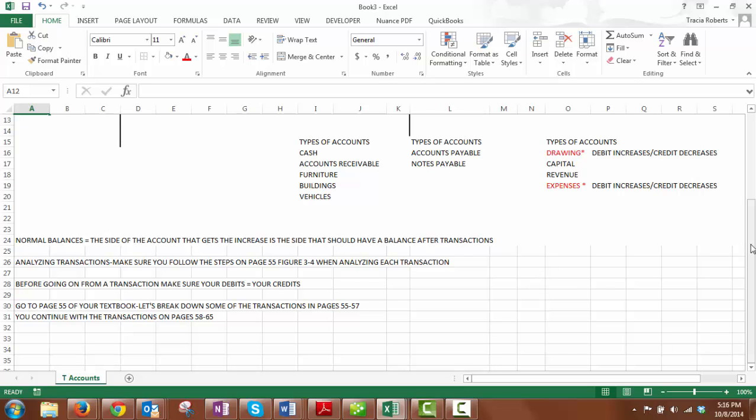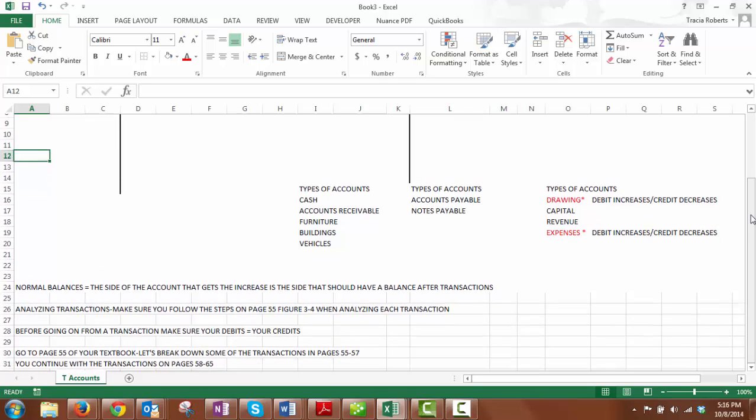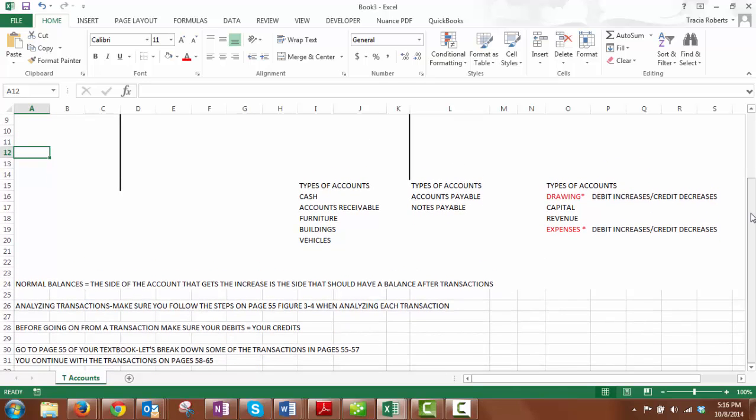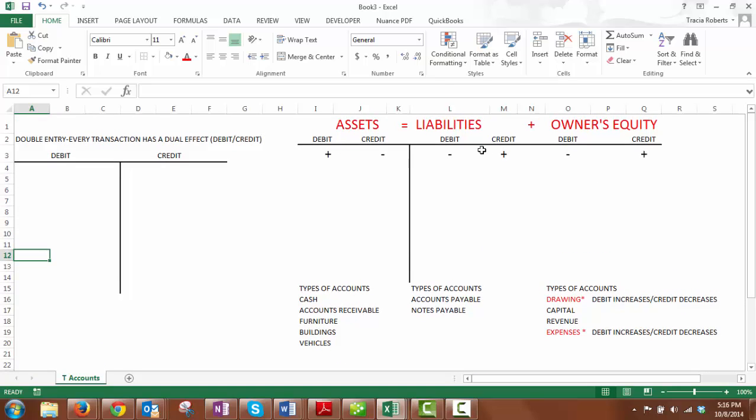One thing that we talk about in accounting is normal balances. And that just means what side of the account gets the increase. So for our assets, our normal balances are going to be a debit. For liabilities, our normal balance is going to be a credit. For owner's equity, our normal balance is going to be a credit because that's the side that gets the increase. Except for, remember these two accounts, drawing and expenses, it's the opposite way.